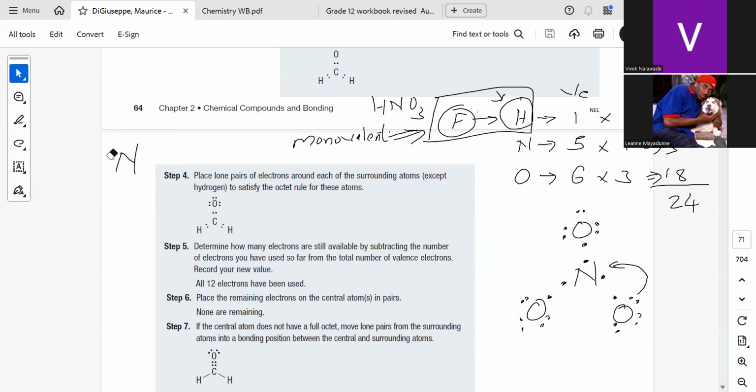Nitrogen will have a double bonded oxygen, a single bonded oxygen, another single bonded oxygen, correct? And three lone pairs here, three lone pairs here, and two lone pairs here. Now, where you have three lone pairs, there you will give hydrogen. Any you can choose.